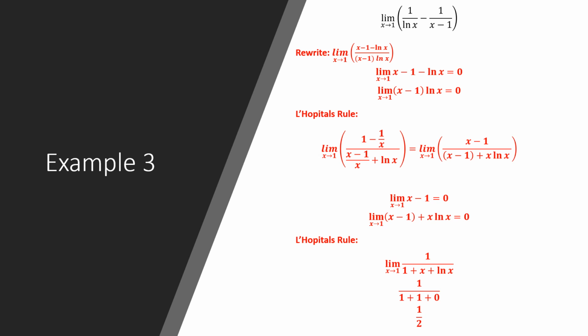So taking the derivative of the top, I get 1. And then the derivative of the bottom, I get 1 plus 1 ln x. Now, if I plug in my limit as x approaches 1, I'm going to get 1 over 1 plus 0, which is 1 over 2.